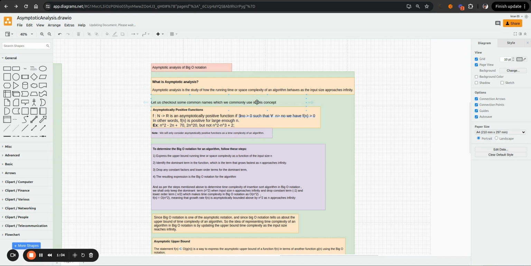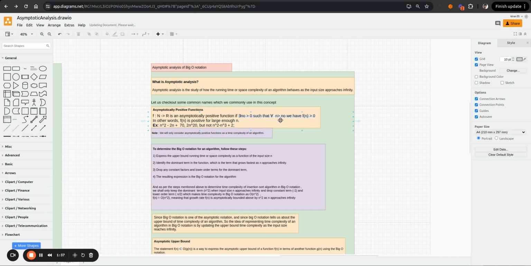So first we shall see some of the common names which we usually use in this concept. The first one is asymptotically positive functions. This is a term which we usually hear in this concept. So what is an asymptotically positive function? A function is said to be an asymptotically positive function if the values of the function are greater than zero for every value after a certain point.